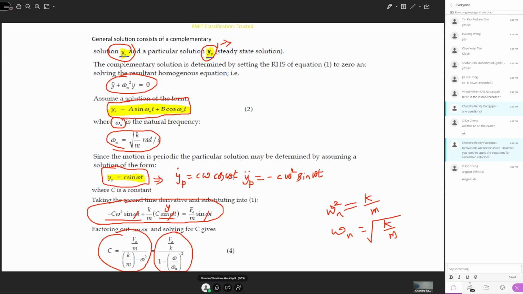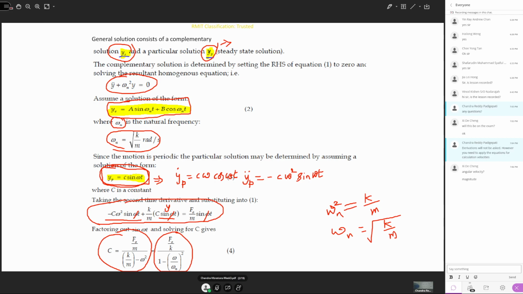So basically, what have we done? We have taken the particular solution for the differential equation as c into sine omega t. We could find the value of the constant c. So c can be written as f naught over k over 1 minus omega over omega n squared.